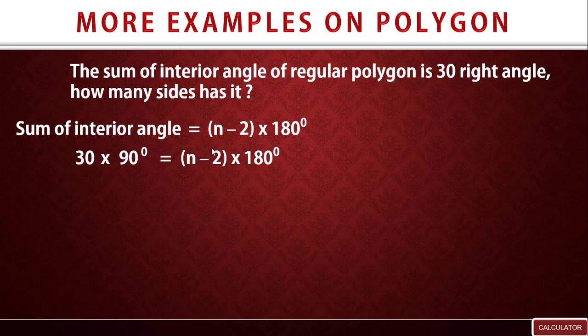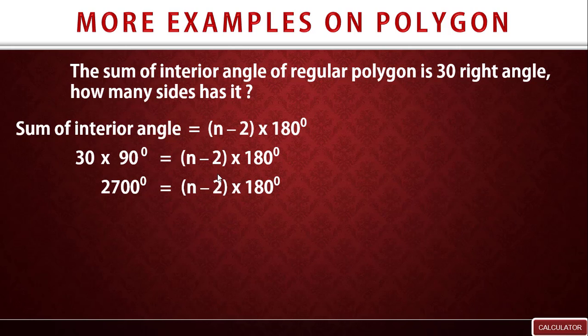So the next thing for us to do now is for us to multiply the 30 times 90. You can quickly do this one. 3 times 9 will give 27. Then 27, write this 0, this 0 here and this 0 here. Then equals to, we have n minus 2 times 180 degree.